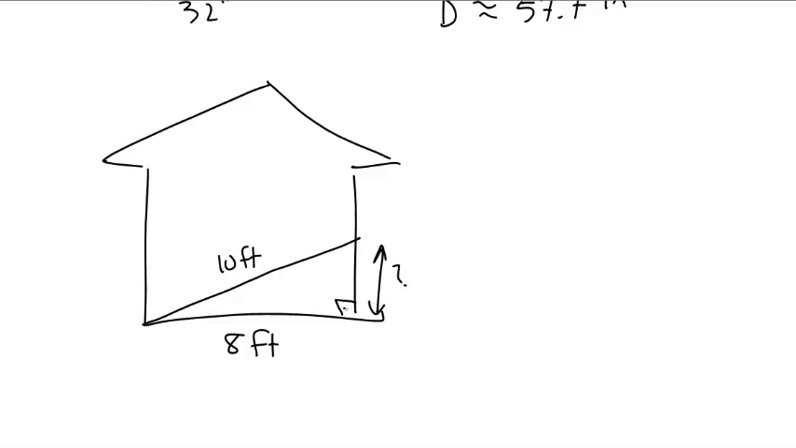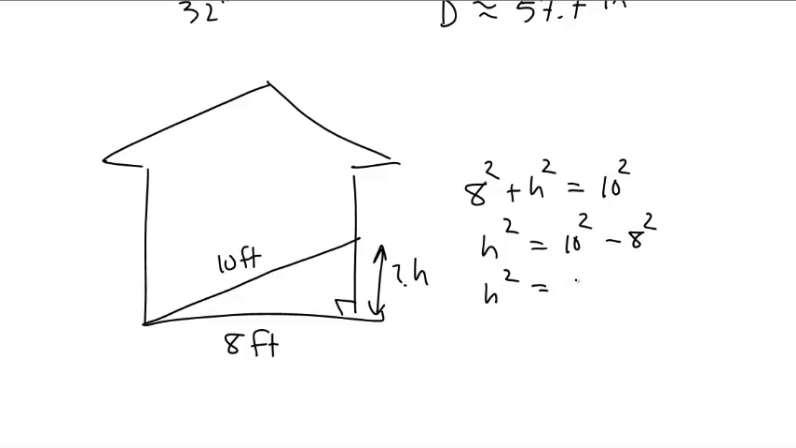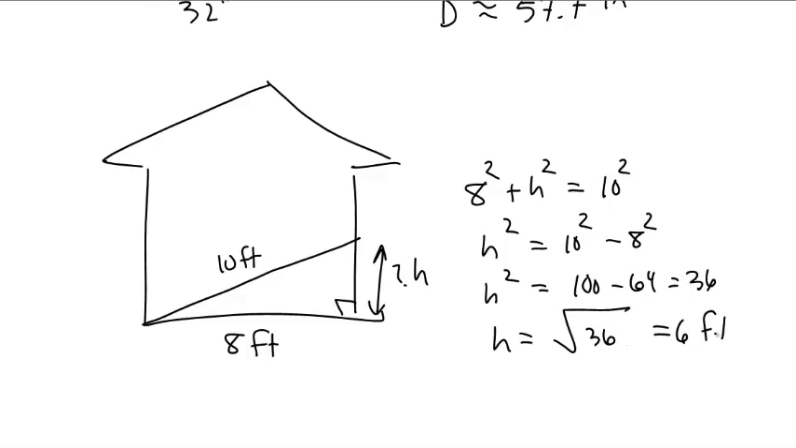Well, we've got a right triangle. We want to know what this height h is. Now, the Pythagorean theorem says the squares of the two smaller sides: 8 squared plus h squared is 10 squared. And so we subtract the 8 squared from the other side. h squared is 10 squared minus 8 squared. h squared is what? 100 minus 64, which is 36. And so h is the square root of 36, which is 6 feet.